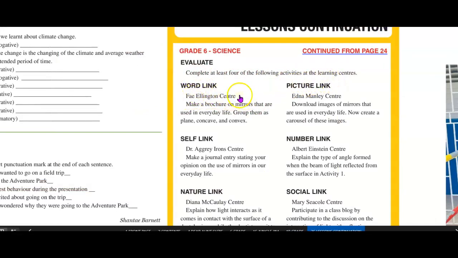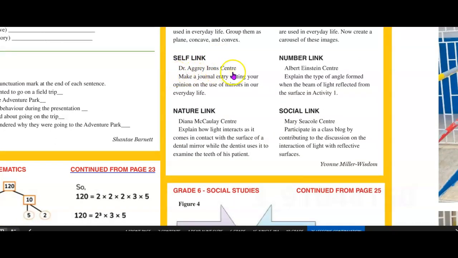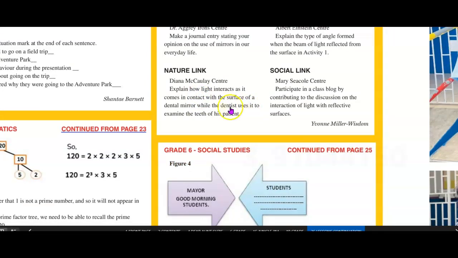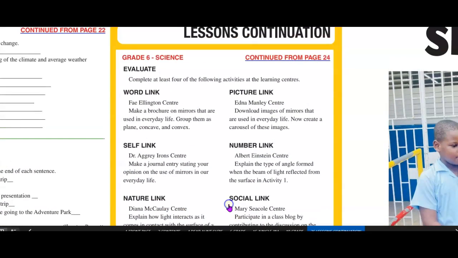From the Faye Ellington Center, the WordLink, make a brochure on mirrors that are used in everyday life. Group them as plane, concave, and convex. The SelfLink from the Dr. Agri Irons Center, make a journal entry stating your opinion on the use of mirrors in our everyday lives. NatureLink, the Dan Macaulay Center, explain how light interacts as it comes into contact with surfaces of a dental mirror while the dentist uses it to examine the teeth of his patient.